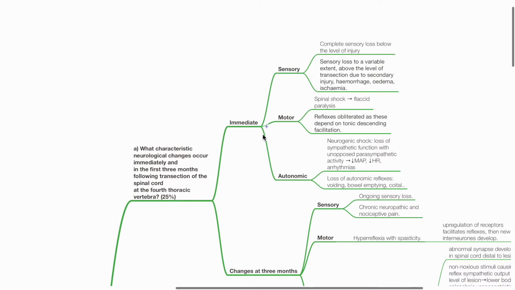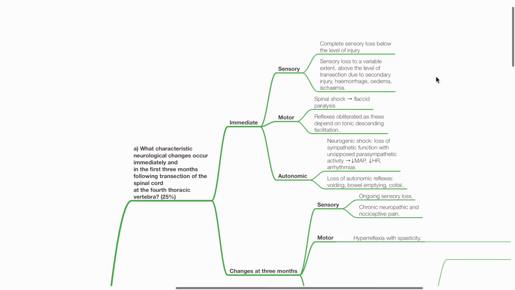During the immediate period, there is complete sensory loss below the level of injury. Sensory loss to a variable extent occurs above the level of transection due to secondary injury, hemorrhage, edema, and ischemia. Spinal shock results in flaccid paralysis. Reflexes are obliterated, as these are dependent on tonic descending facilitation.